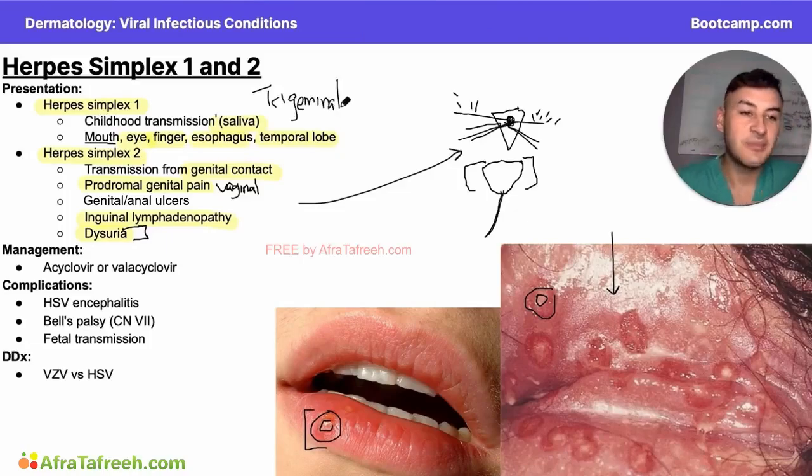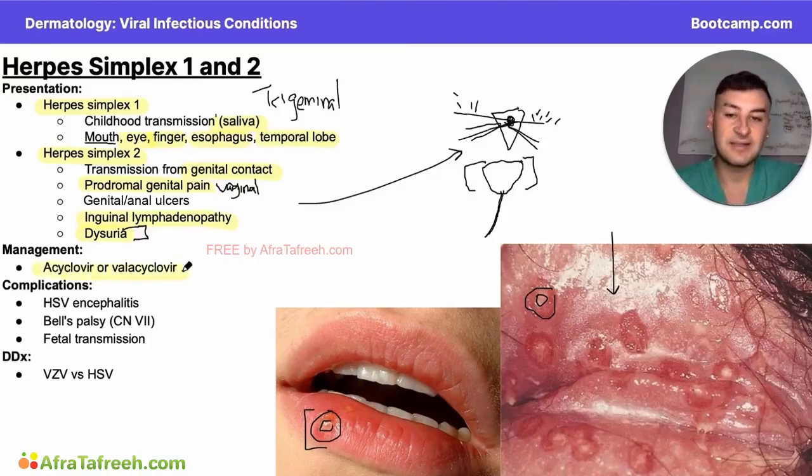All right. And talking about our management of this disease process, when patients are symptomatic, they can get acyclovir or valacyclovir. Some complications of HSV are going to be HSV encephalitis, so be on the lookout for changes in mental status, as well as Bell's palsy if we get infection of cranial nerve 7, and fetal transmission as well. So if mom has active lesions, actually, even if she doesn't have active lesions, you can still transmit, but it's more likely if you have active lesions, then you can give HSV2 to the baby during delivery, okay?